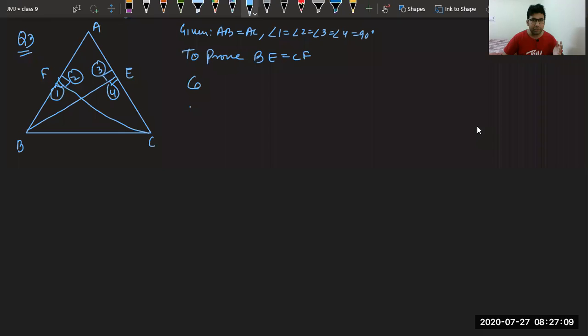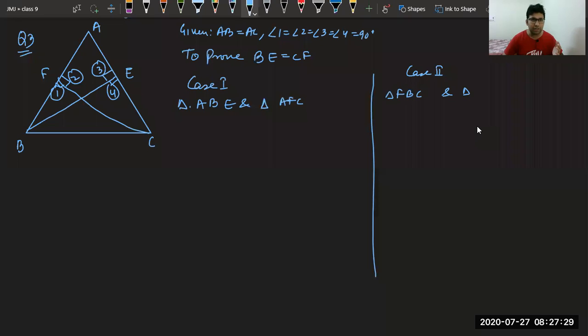Case 1 involves triangle ABE and triangle AFC, and case 2 involves triangle FBC and triangle ECB.